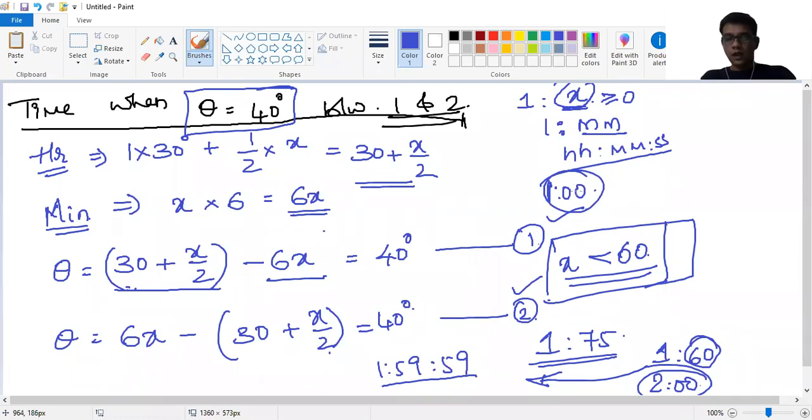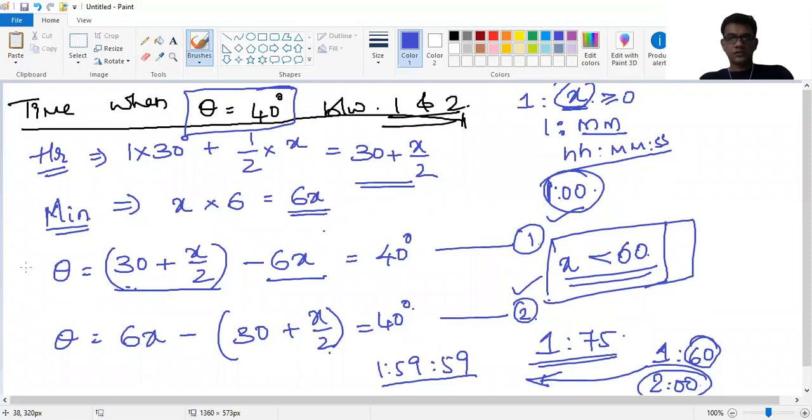12:01 in the afternoon is not noon. It is past noon. It cannot be beyond the limit. So beyond 60 minutes, I cannot have a value. In fact, I cannot have a value of 60 also, and I cannot have a value below 0. So these are the two things that you should keep in mind while solving for x.